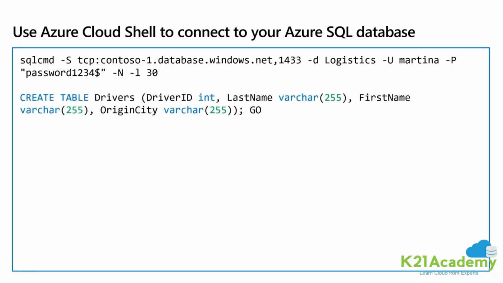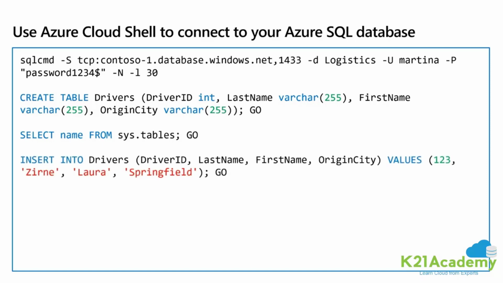And how do we create a table? The table creation is the same old table creation which we do in the SQL world. So create table drivers, last name varchar, first name, origin city, and so on and so forth. GO basically means execute. So like that. And how do we select something? We can say select name from sys.tables, or you can insert into drivers as well. So that we are inserting some values: 123, last name, first name, Springfield, origin city. So the same structure, the same syntax that we are familiar with from on-premises SQL as well.